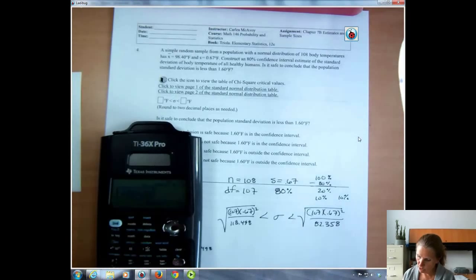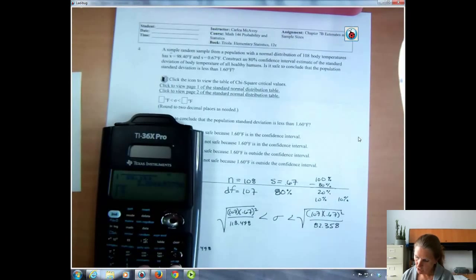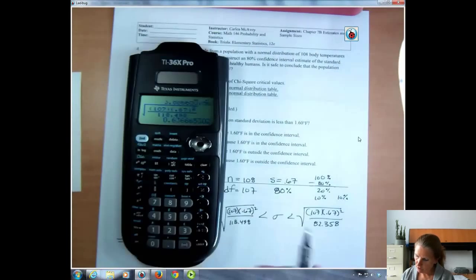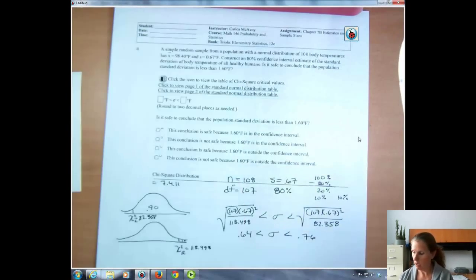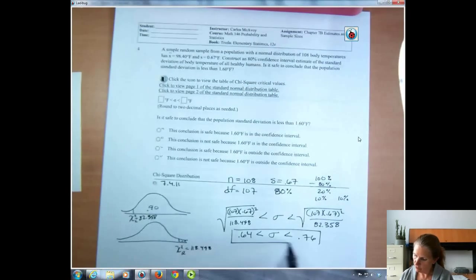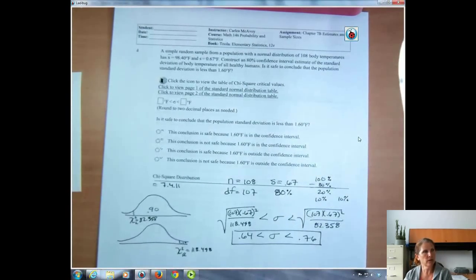Anyway, second function, square root with the fraction underneath. Let's put parentheses around this 107 and then 0.67, that quantity squared, and then 118.498, and my calculator gives me 0.64. Nice, that's what they had as well. And on the right hand side, this should calculate to 0.76. We'll trust that the other answer would come out the same. So there's my two values for that.